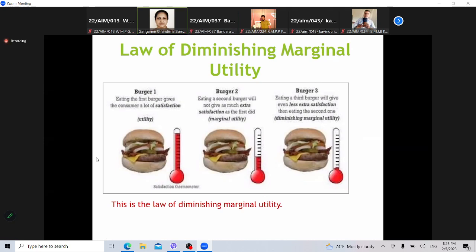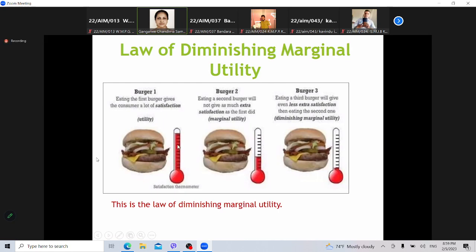Here I took a burger example. Let's say you are taking one burger. Your satisfaction is very high because you are very hungry. Afterwards you get another burger, but your satisfaction decreases gradually as you add another burger. As young students, your satisfaction may be decreasing when you are eating the 6th burger, not only the 2nd, but I put an example of 3 burgers just to show you clearly how your satisfaction is gradually decreasing.